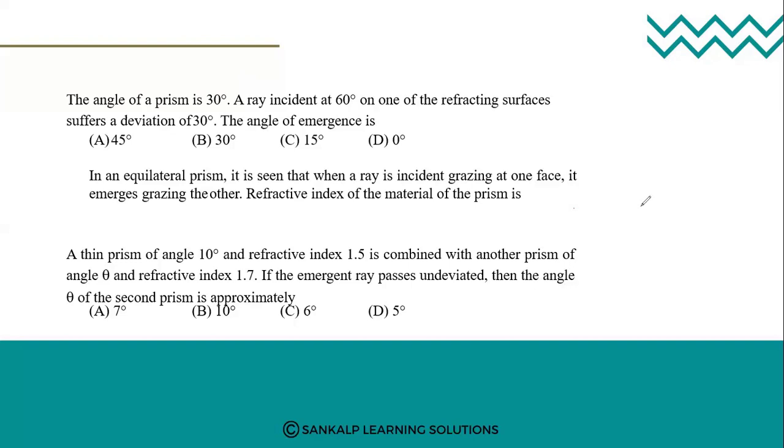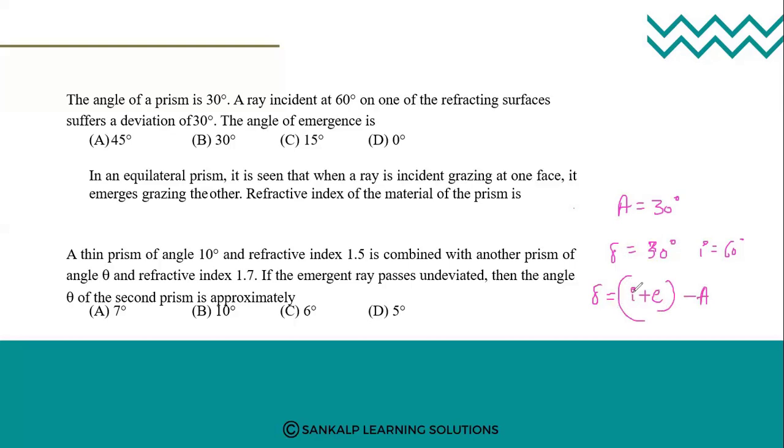See here, the A value is given in the question. The A value is given as 30 degree. Then the deviation is given as 30 degree, and the angle of incidence is given as 60 degree. So as we know, the angle of minimum deviation is equal to I plus E minus A. So we require the value of E.